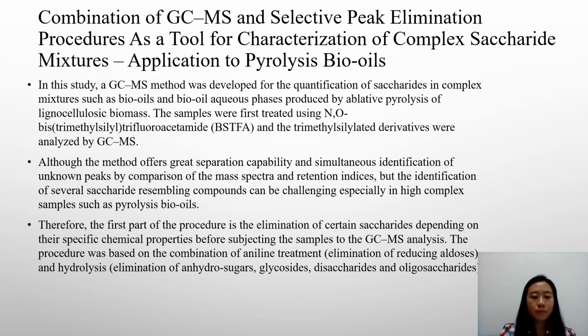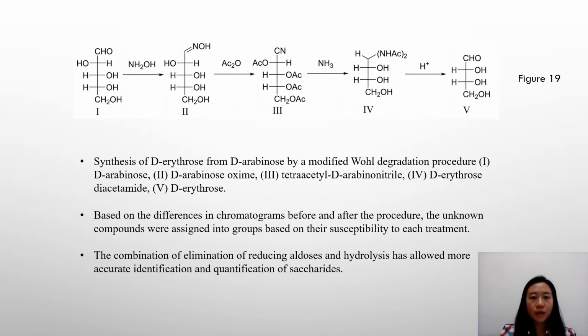The procedures were based on the combination of aniline treatment, for example, elimination of reducing aldoses, and hydrolysis, elimination of anhydro sugars, glycosides, disaccharides, and oligosaccharides. Figure 19 shows the synthesis of D-erythrose from D-arabinose by a modified Wohl degradation procedure. Based on the differences in chromatograms before and after the procedure, the unknown compounds were assigned into groups based on their susceptibility to each treatment. The combination of elimination of reducing aldoses and hydrolysis has allowed more accurate identification and quantification of saccharides.